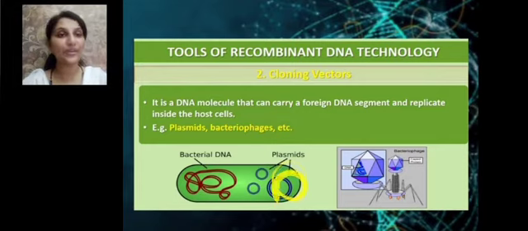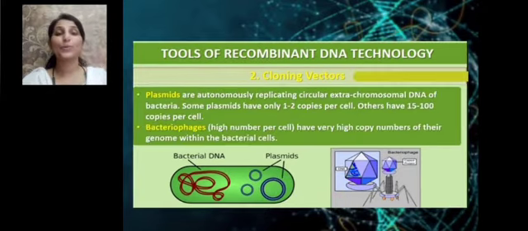This is a plasmid. They can replicate autonomously, and they are circular, extra chromosomal DNA. This is a chromosomal DNA. In addition, they are self-replicating circular DNA, which is seen in prokaryotes. And bacteriophages are viruses which attack bacteria. So plasmids are autonomously replicating circular extra chromosomal DNA of a bacteria, a prokaryote.